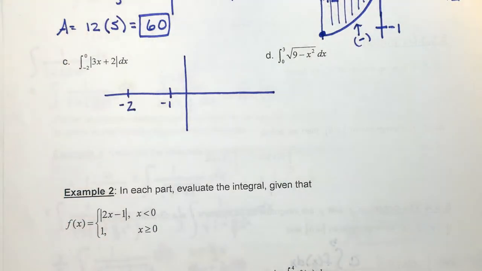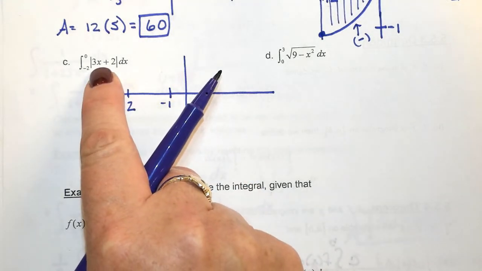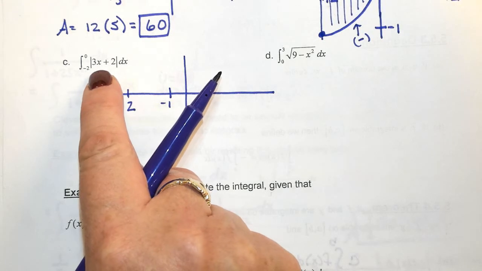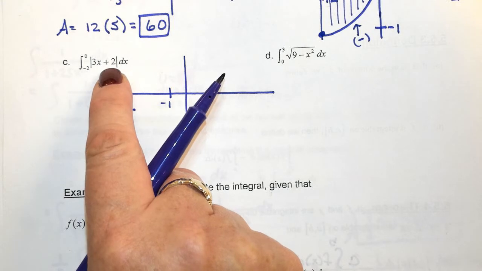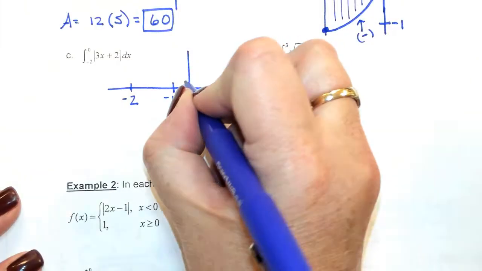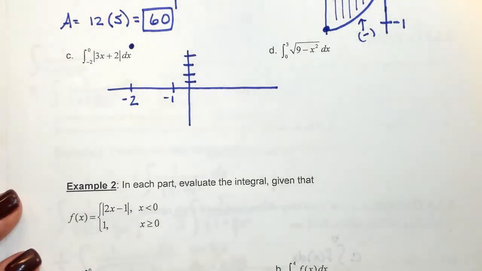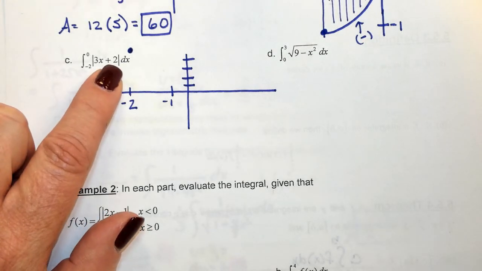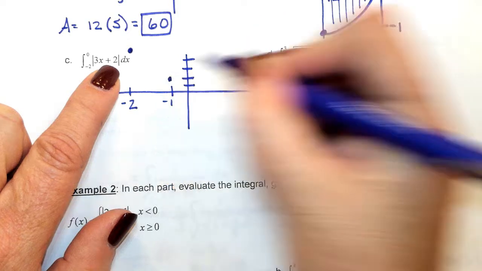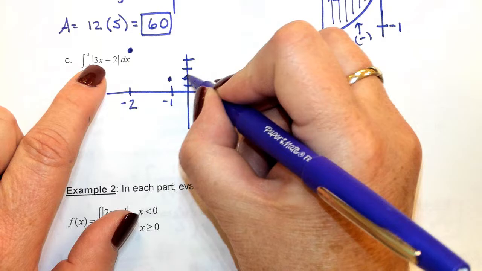So I only want to sketch the part of my absolute value function from negative 2 to 0. So if I plug negative 2 in for x to find the y-coordinate of this point, well, 3 times negative 2 is negative 6. Negative 6 plus 2 is negative 4. And then when I take the absolute value, it's going to be positive 4. So I have this point negative 2, 4. At negative 1, negative 3 plus 2 is negative 1, and when I take the absolute value, that's going to be a 1. When I plug in 0, I get 2.